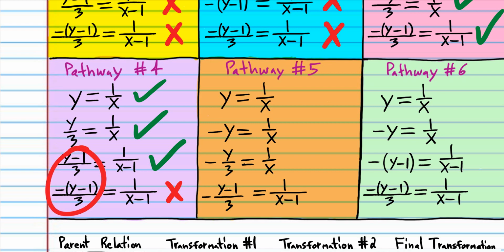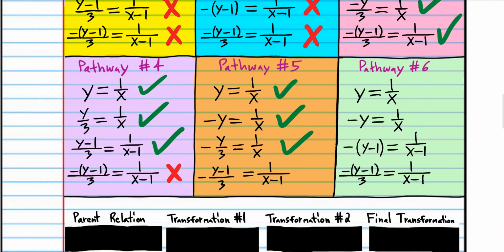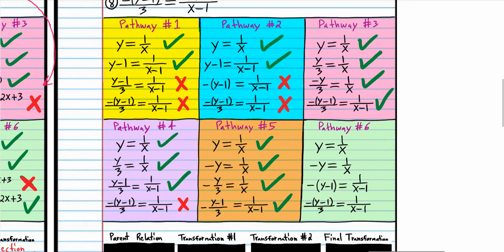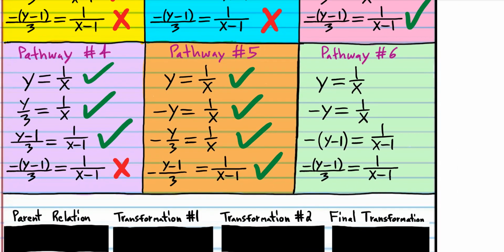These expressions here. So let's try pathway number 5. We have our parent equation. We're replacing y with a negative y. That tells us to reflect across the x-axis. And then we replace y with y over 3. That tells us to multiply all the y values by 3. So far everything works. And then we're going to replace y with y minus 1 and x with x minus 1. That tells us to move to the right 1 and up 1. So pathway number 5 is going to work also. We can use pathway number 3 or number 5. Let's try pathway number 6.